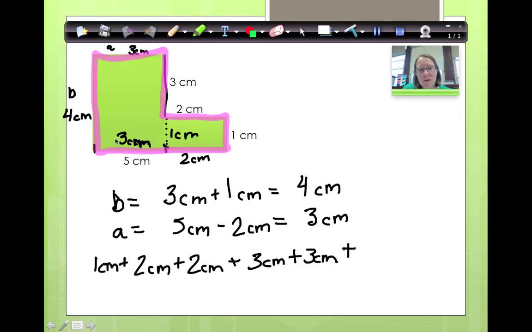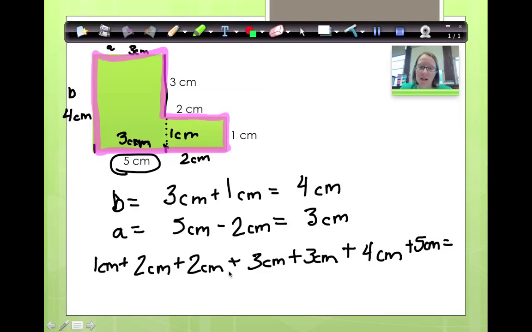And then the 4s. This is 4 centimeters. Now, how come I'm not going to add this as 7 centimeters? Because I already knew that this whole thing was 5, right? So this is the length for this whole side. Plus 5 centimeters. And then I can add them all up.